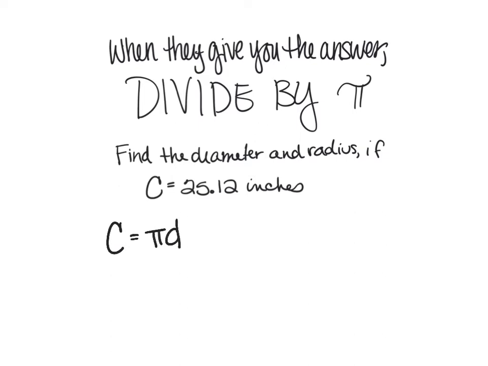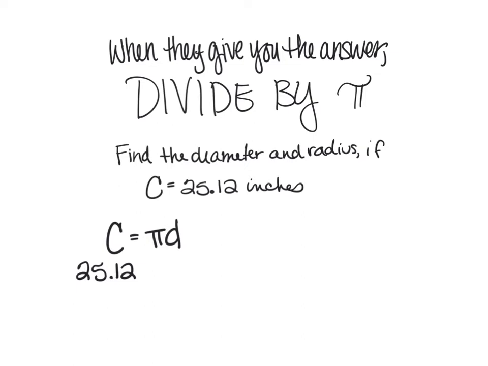All right. Now, in this problem, what did they tell you? Find the diameter and the radius, and then they told us the answer. So we're going to put 25.12 under C. Why do we put it under C? That's what it equals, right? The circumference is 25.12. So we're going to do this problem backwards.